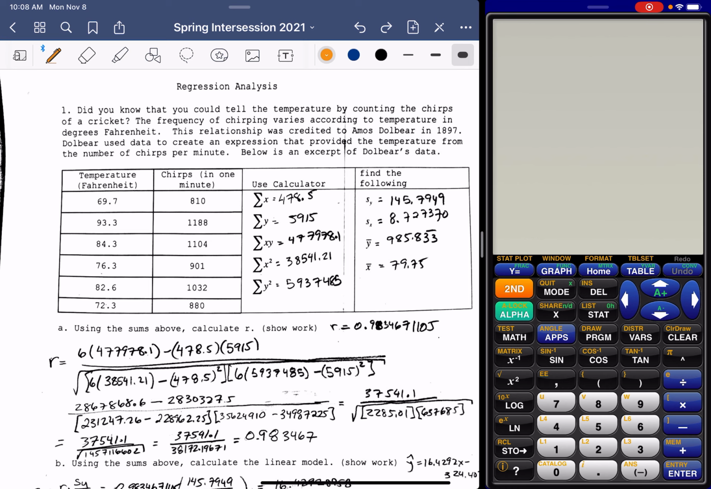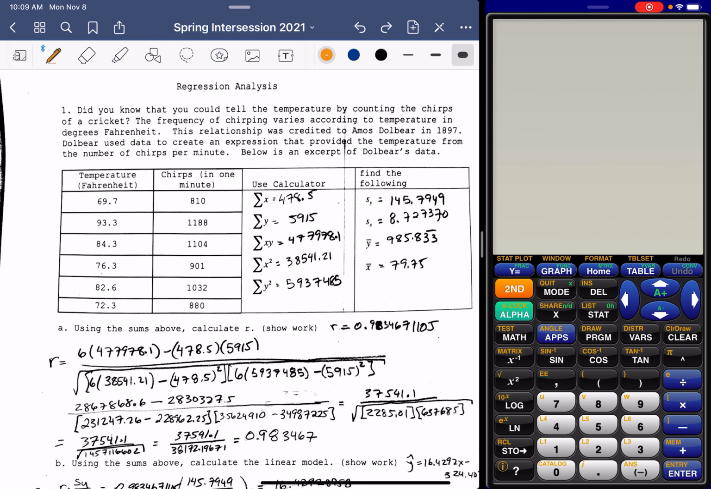So the first problem is to do with crickets. Believe it or not, when crickets chirp, you can calculate the temperature outside. Usually the crickets are outside. So we have some data here. We have temperatures and we have chirps.